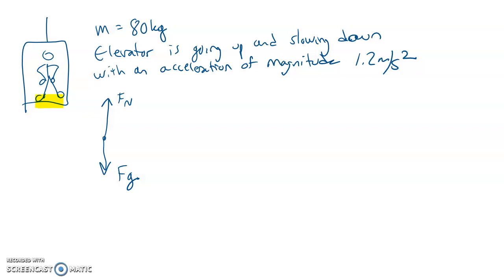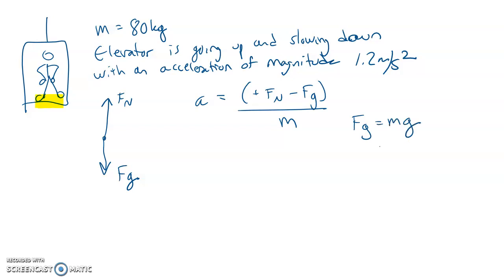And that's it. So then we can go to our Newton's second law equation, which we're going to have the positive upward normal force, the negative force of gravity, and divide by the mass of the person. Now we're trying to figure out the normal force. To do that, we need to know the force of gravity, and hopefully we remember our formula, Fg equals mg. This person's mass is 80 kilograms. The Earth's gravitational field strength is 9.8 newtons per kilogram. So this person has a true weight of 880 newtons.